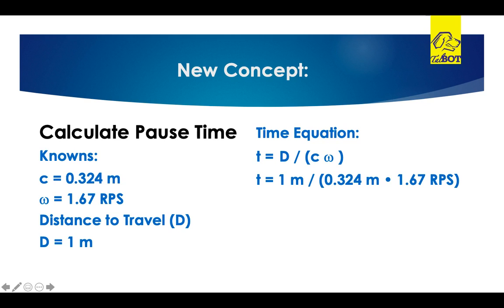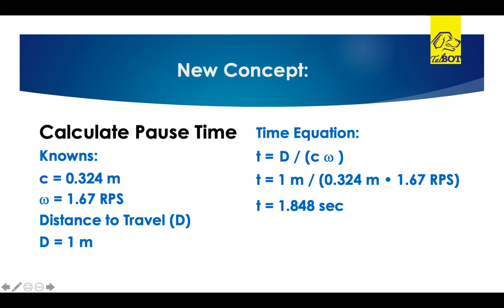When I put all this in, I have 1 meter, and I have 0.324 meters for my circumference times 1.67 revolutions per second. Notice that I have parentheses on the bottom, so the circumference and the angular velocity are both in the denominator. I do the math, and I get t is equal to 1.848 seconds. Now, in programming, with our wait1msec command, we don't want to deal with seconds.